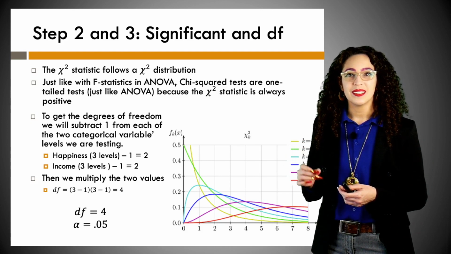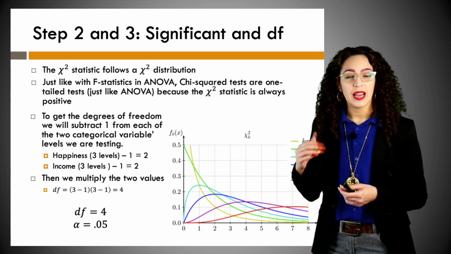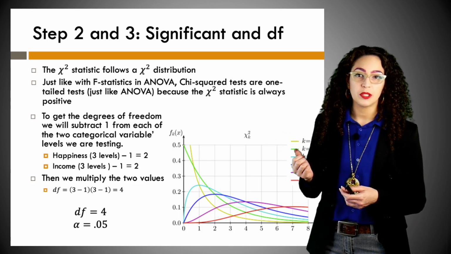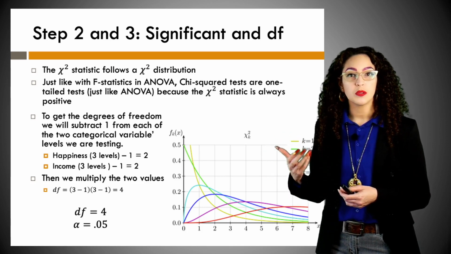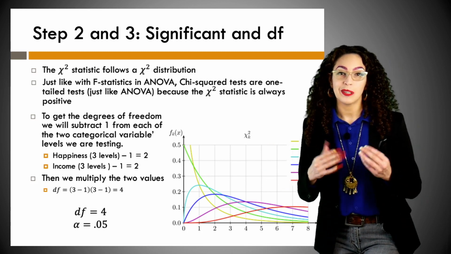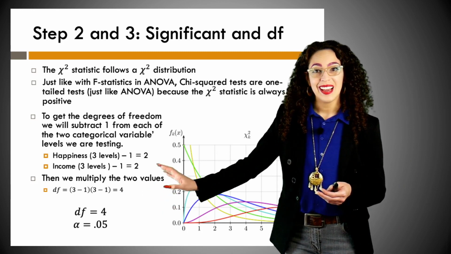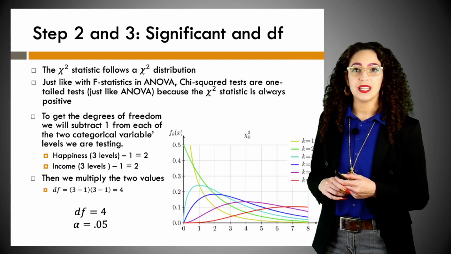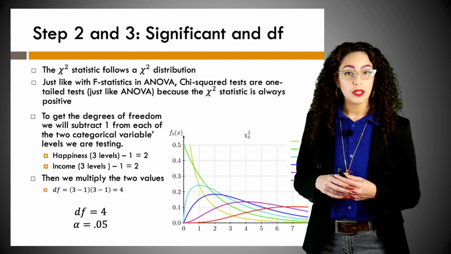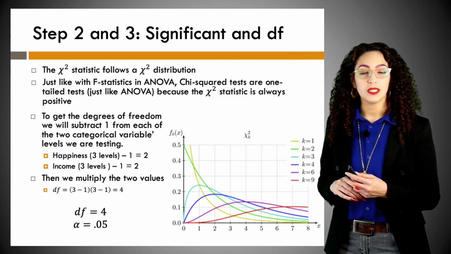To get the degrees of freedom, we will subtract 1 from each of the two categorical variables' levels that we are testing. So happiness had 3 levels, we subtract 1, we end up with 2. Income had 3 levels, we subtract 1, we end up with 2. Now once we have those numbers, we then multiply them together to get 4, and that is our degrees of freedom. So we're testing at 0.05 with 4 degrees of freedom, chi-squared distribution here.